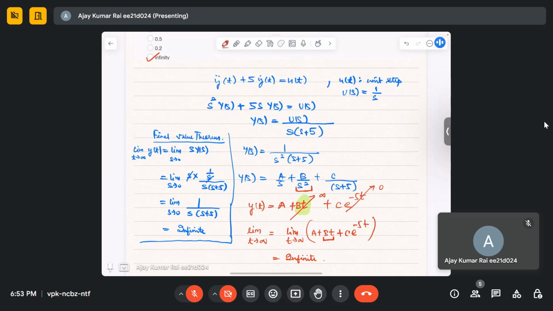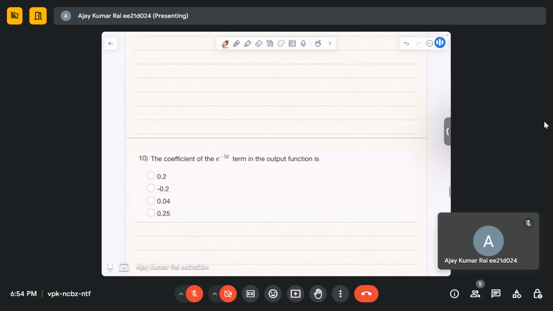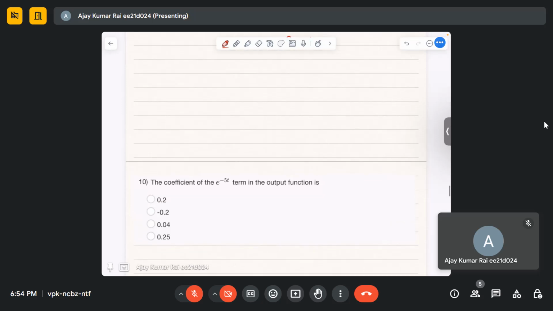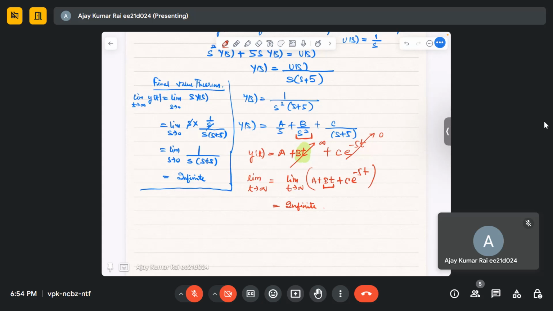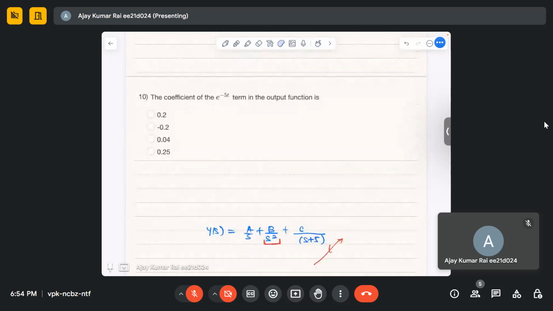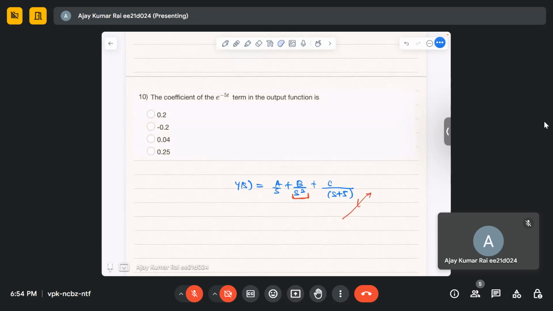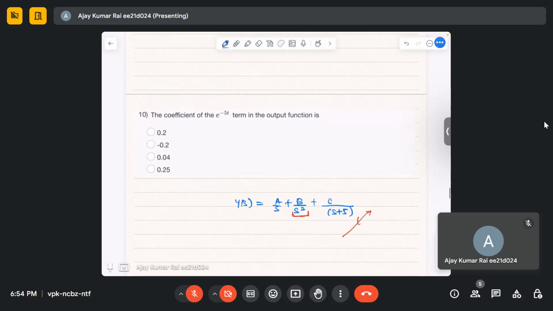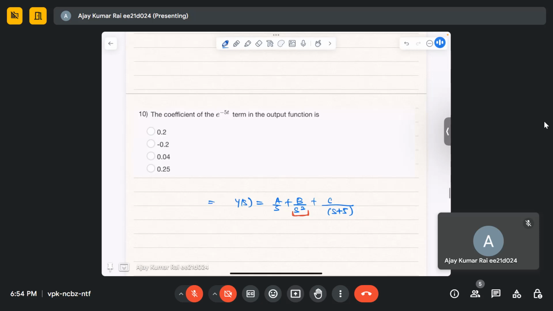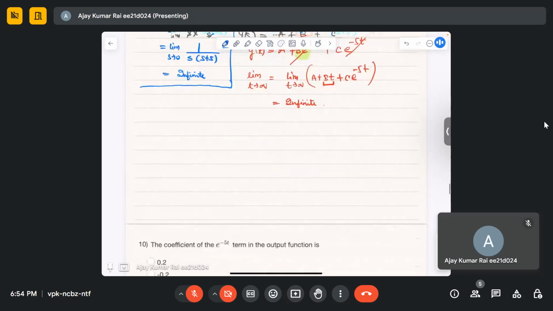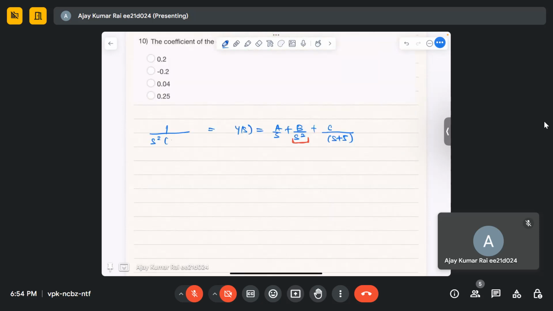Okay, let's do the second part of this: the coefficient of the e^(-5t) term in the output function. So now you have to find the coefficient c. I'll just copy this. Any answer you want to give? It is equal to 1 by s square (s+5). So what to do to find the coefficient of c?